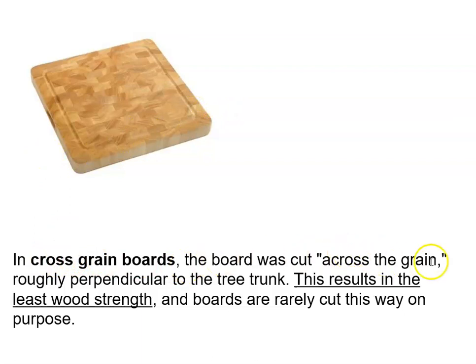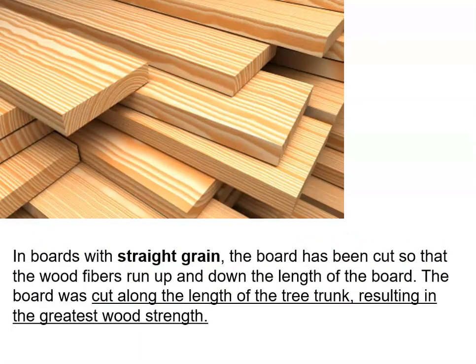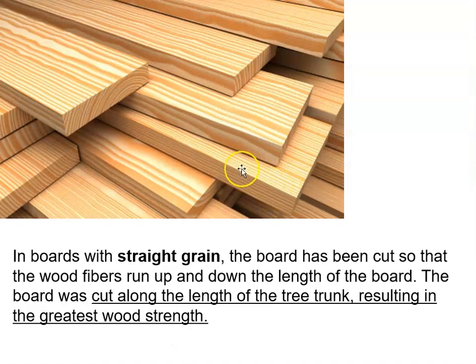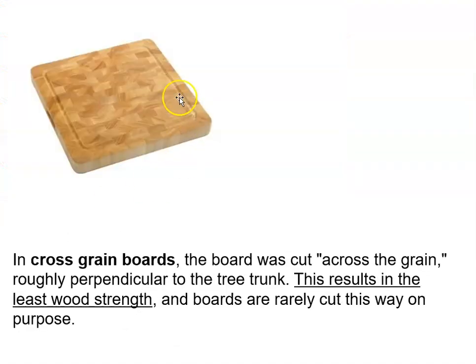Cross grain boards. The board has been cut across the grain. So here we are cutting with the grain. So the grain of the tree runs along with the trunk. So we are cutting along the grain here, and here we are cutting across the grain. So this results in very weak wood. The boards are rarely cut this way on purpose. So butcher block, sometimes you'll see maybe decorative accent walls. Visually it's pretty cool, but structurally it's not really of any use.